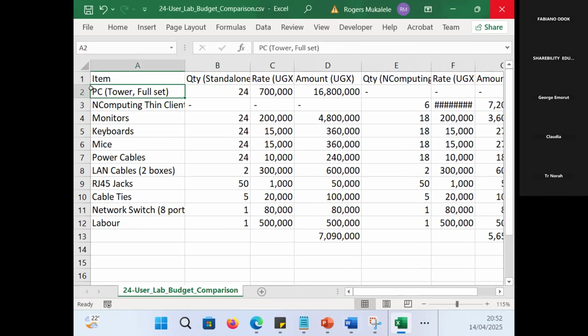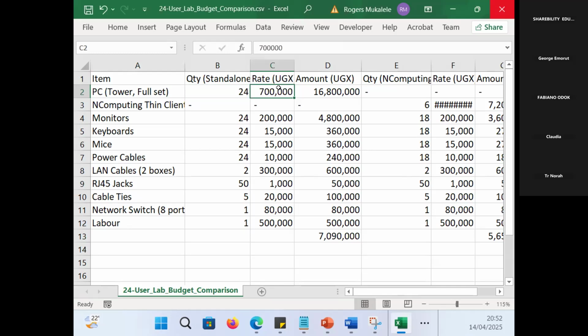So if I'm setting up a computer lab with standalone computers, I'm looking at the basics. There is the budget which I showed you, which was a bit luxurious, with many things for a modern lab. But now let me first look at the basics for a school which wants to get started. What can we do? For this tower PC, we want to set up a lab of 24 computers.